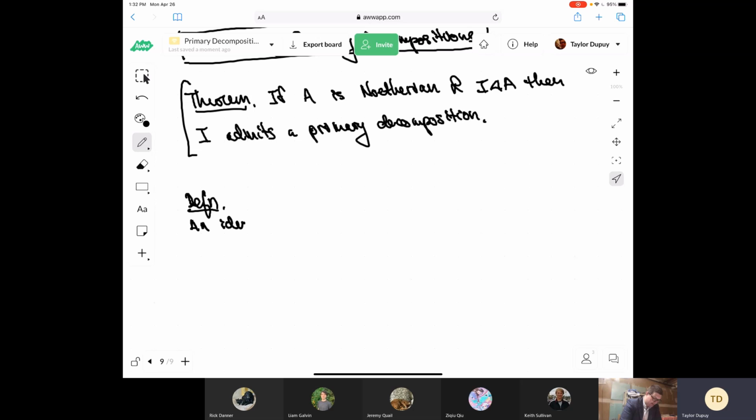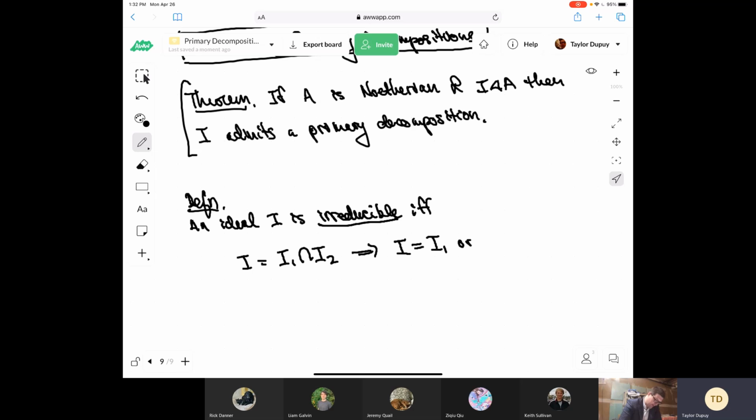An ideal I is irreducible if and only if, whenever I is equal to I1 intersect I2, where these two other things are ideals, then I is equal to I1 or I is equal to I2. Okay, so this is what an irreducible ideal is.